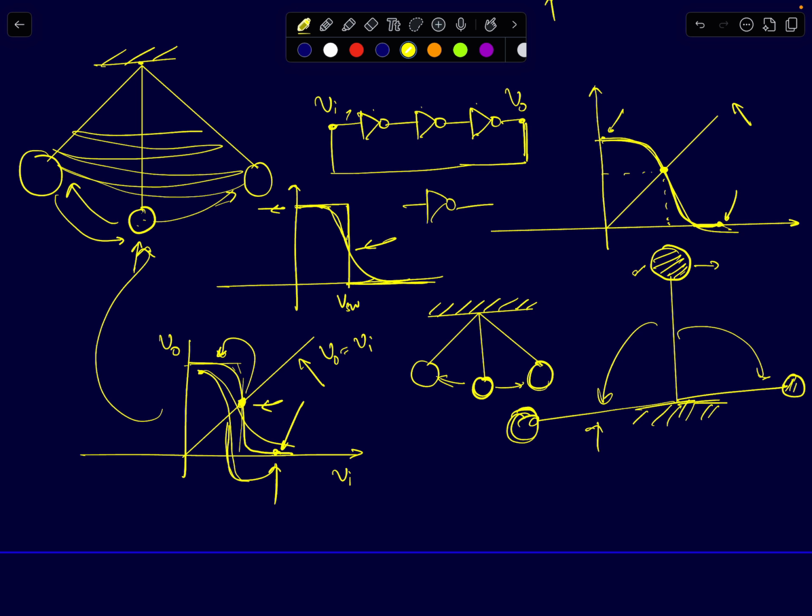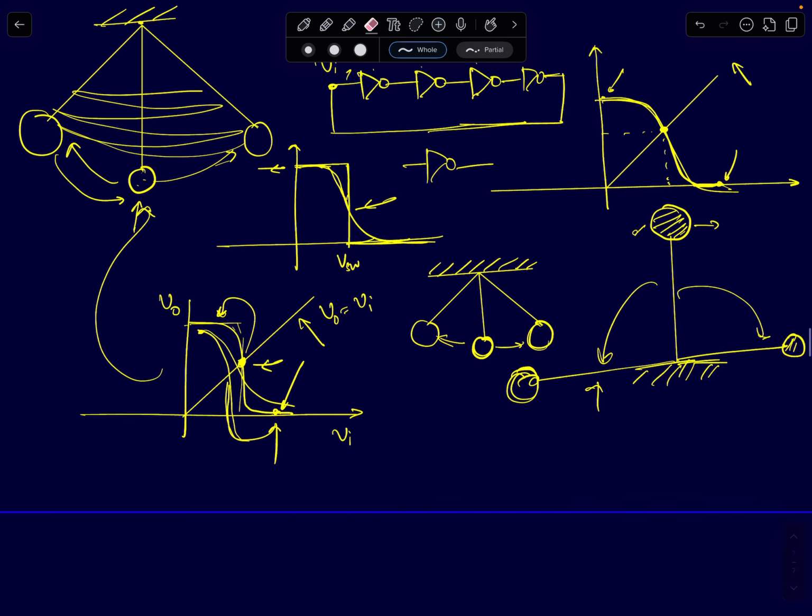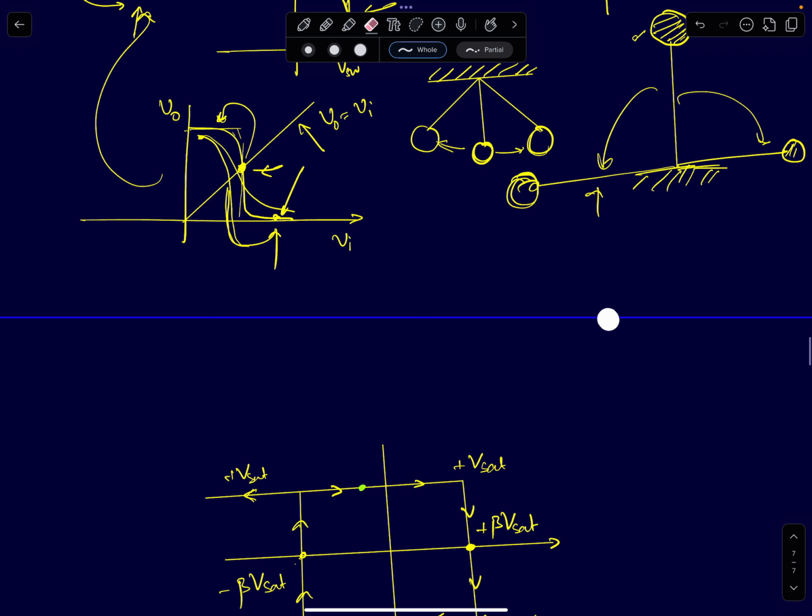Now this is like a positively fed back circuit, which is what happens if you have an even number of inverters in the loop. If I put 4 inverters in the loop, I will end up getting a transfer characteristic that looks like this.